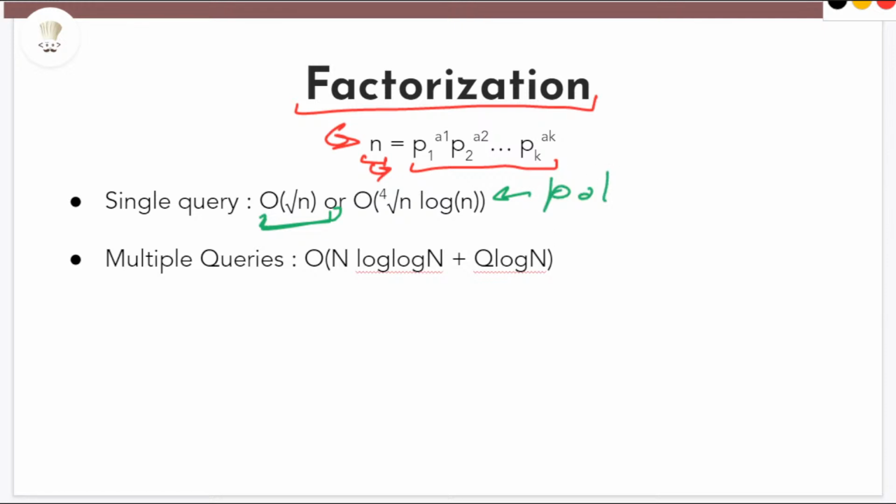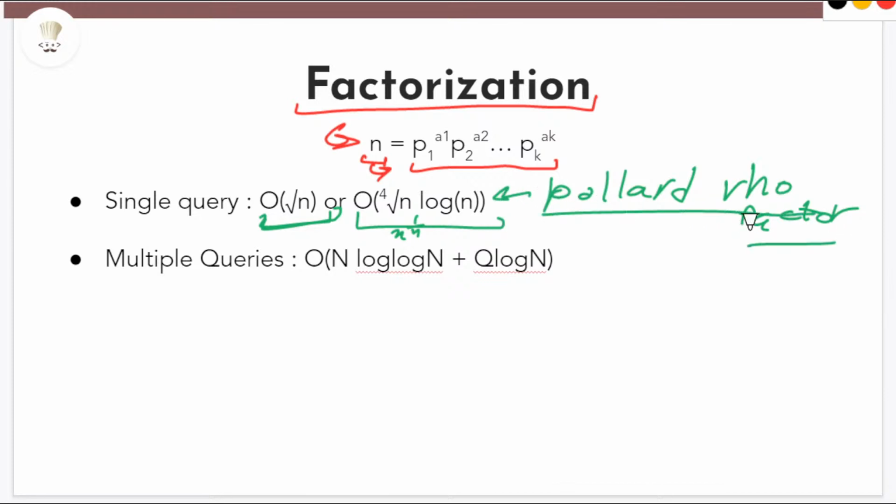This algorithm is known as Pollard rho, and its complexity is big O of n to the power 1 by 4, right? This is the fourth root of n, or n to the power 1 by 4 times log n. This is known as Pollard rho factorization. And if you want to read about this, you can do so. I will not be teaching this during this lecture, but you can absolutely search Pollard rho factorization and get to know about how we factorize a number very efficiently.